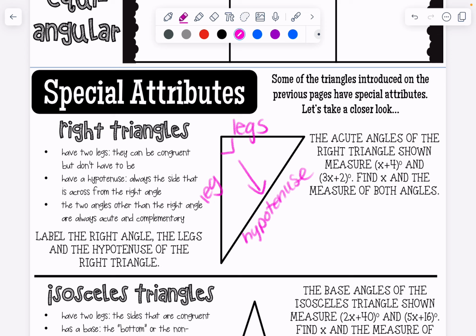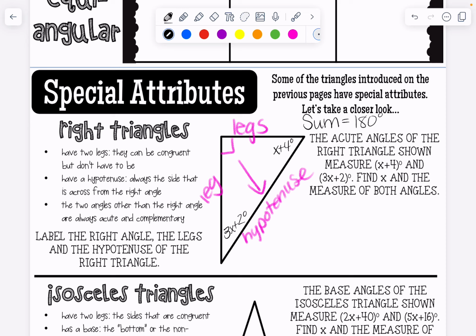Here it says the acute angles of the right triangle shown measure x plus 4 degrees and 3x plus 2 degrees, and it's saying to find x and the measure of both angles. One thing that is going to be true about triangles, and this goes into the triangle sum theorem, is that all angles in a triangle will always add up to 180 degrees. So the sum of the three angles is always going to equal 180 degrees.